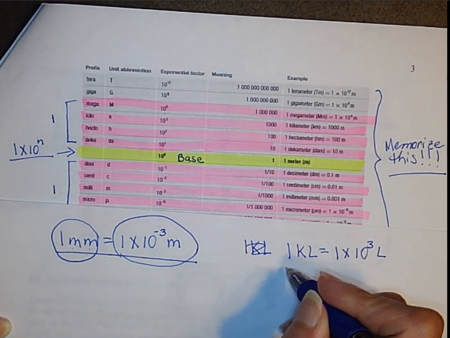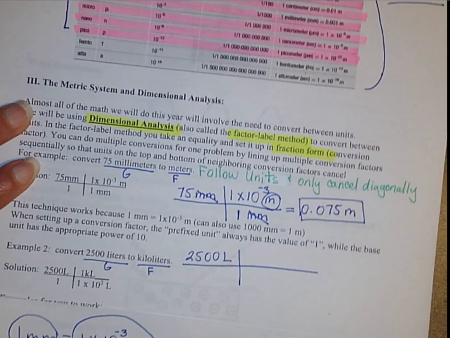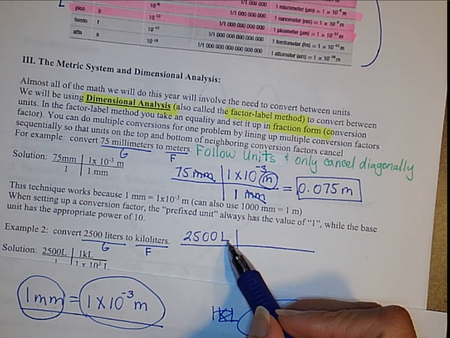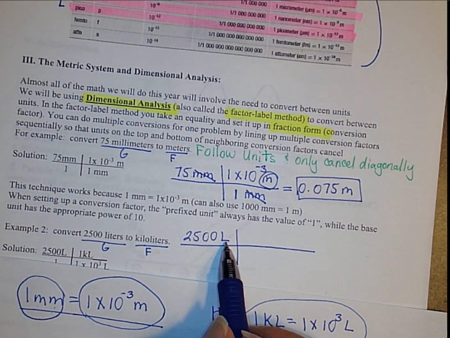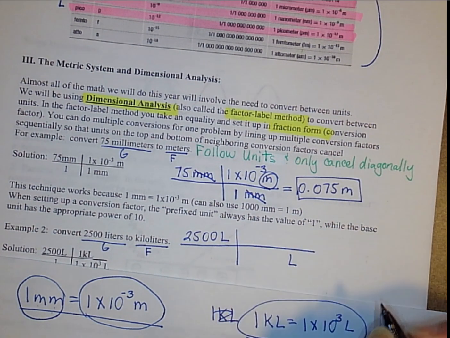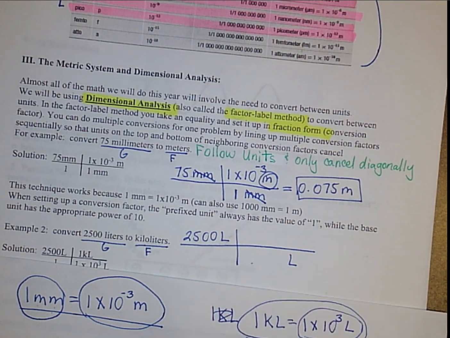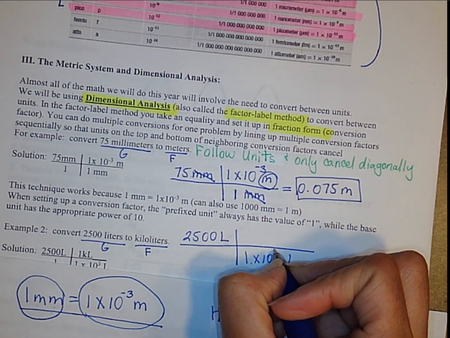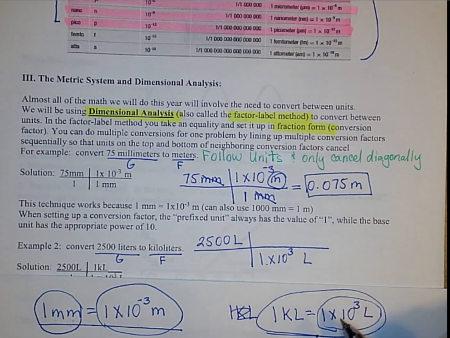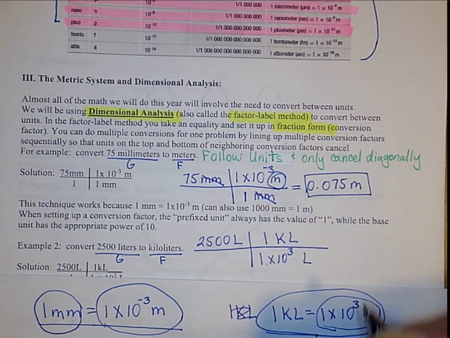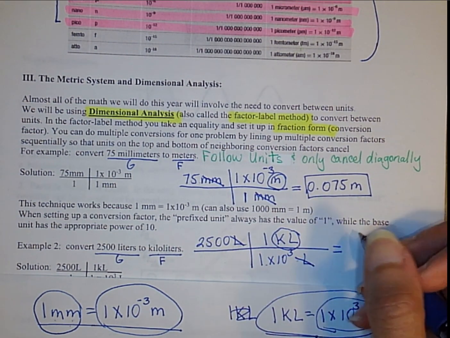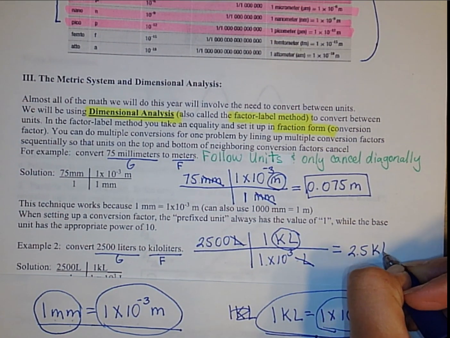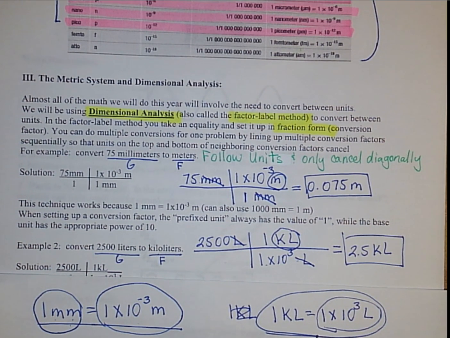Okay? So we're going to take these two quantities, and we're going to write them down here. We have liters in our given, but we want our answer to be in kiloliters. So we're going to cancel liters. The only way we can cancel liters is by putting liters down here. So we're going to put liters down, and this is the quantity that we're going to write right here, 1 times 10 to the 3rd. And on top we're going to write 1 kiloliter. Okay, so now we can cancel diagonally, circle the remaining unit, and our answer should be 2.5 kiloliters, which conceptually makes sense. 2,500 liters is actually equal to 2.5 kiloliters.